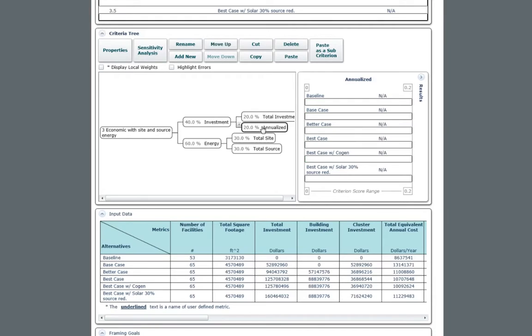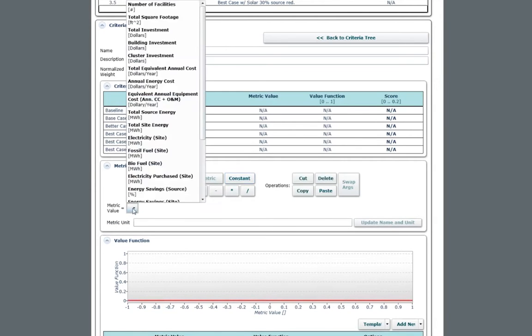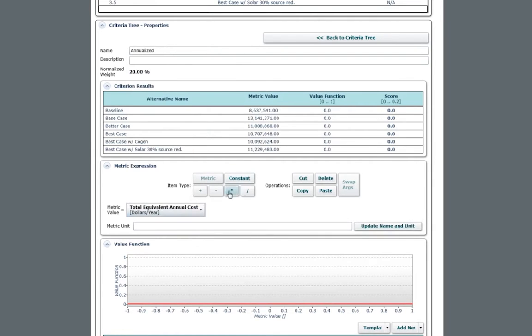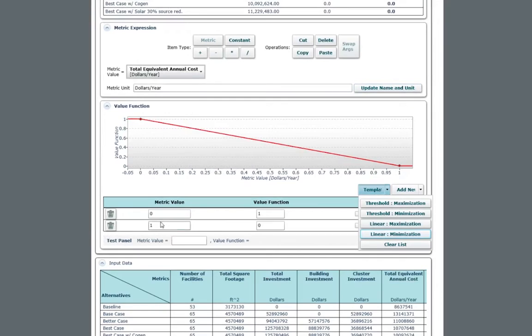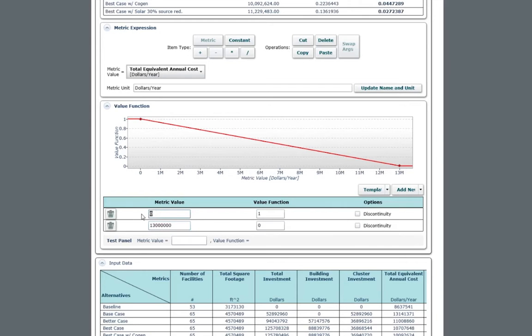Go to our annualized metric value, and we're looking for that total equivalent annual cost. Boom. We want to update that metric, dollars per year. And now we want to minimize our payments as well. So we said it was a very bad thing if we spent 13 million dollars per year, right? You hate to put the wrong metric in there and change everything because you put the wrong metric from one model to the other. All right.